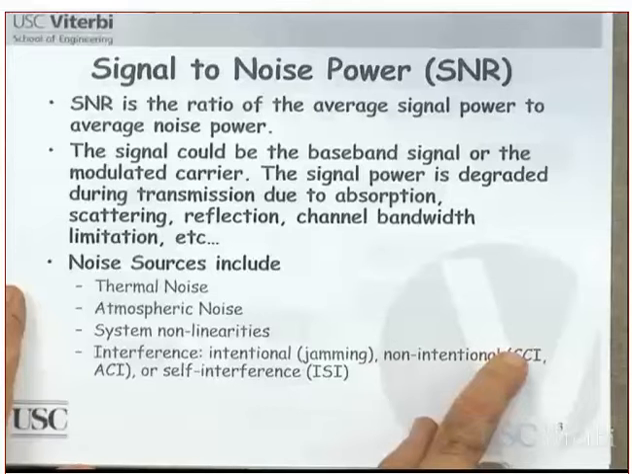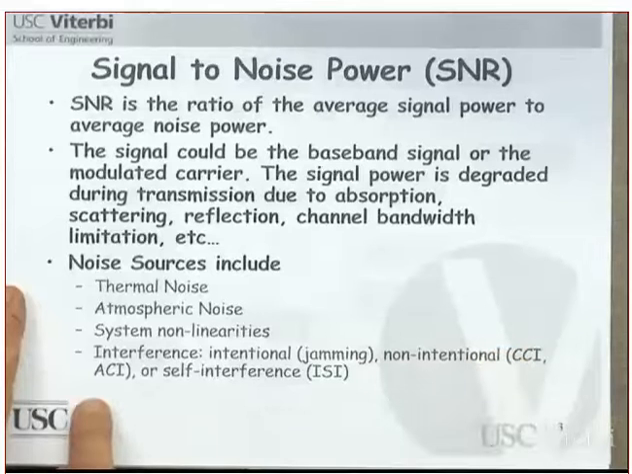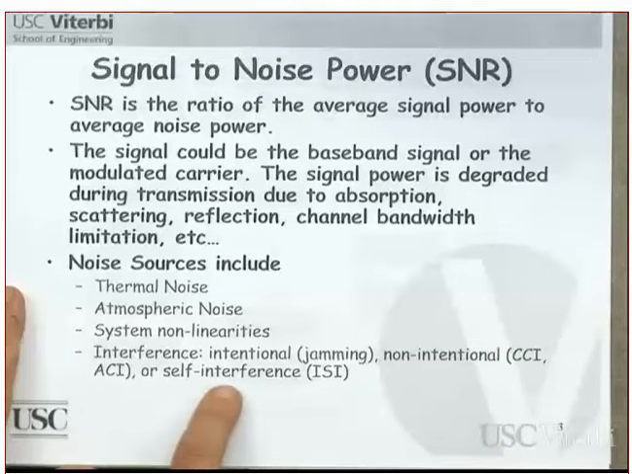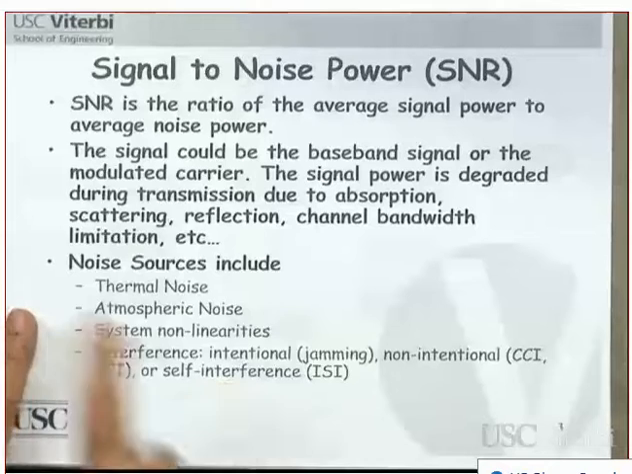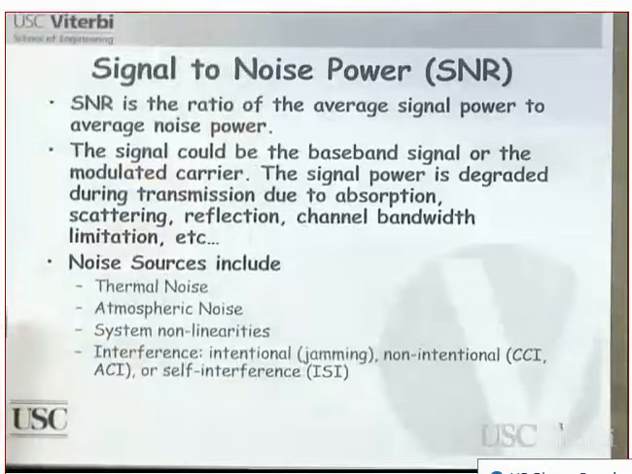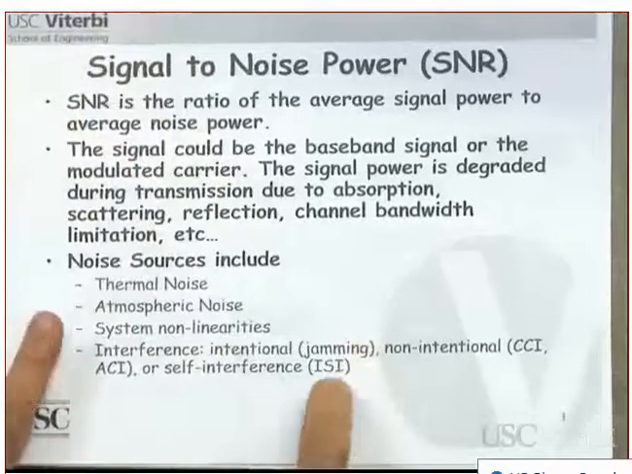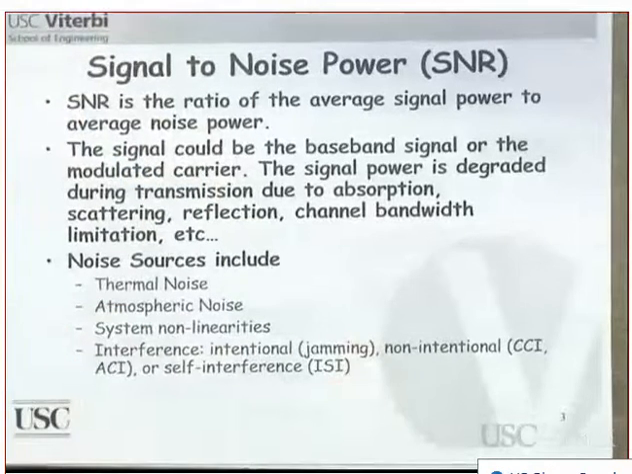CCI stands for co-channel interference. ACI is adjacent channel interference. Or self-interference. What is self-interference? You are going to interfere with yourself. This is what we refer to as ISI, the intersymbol interference. Yes?